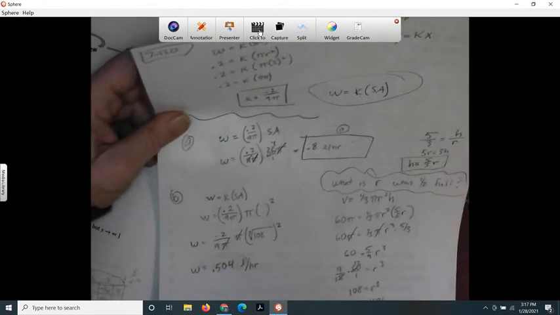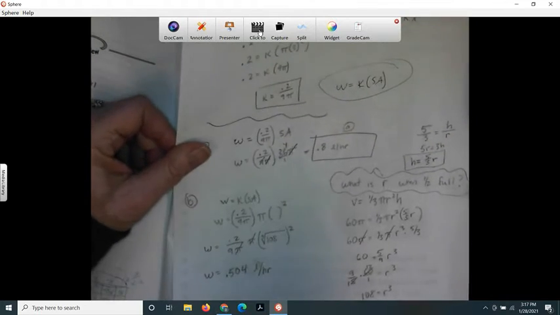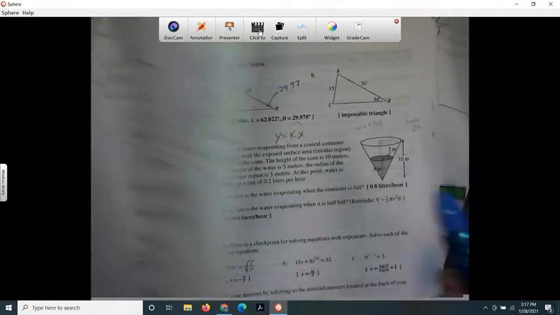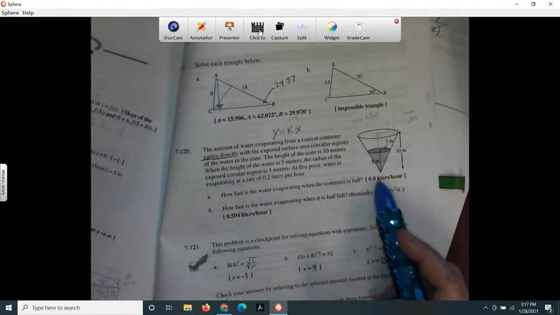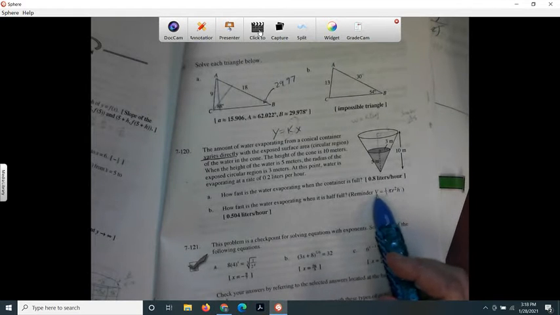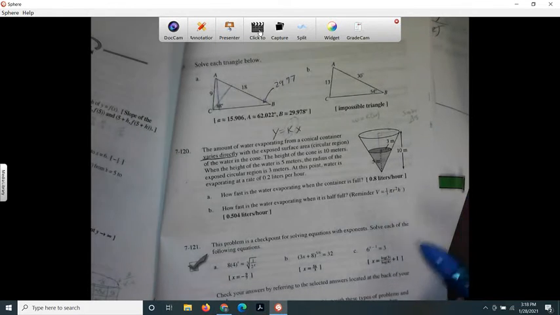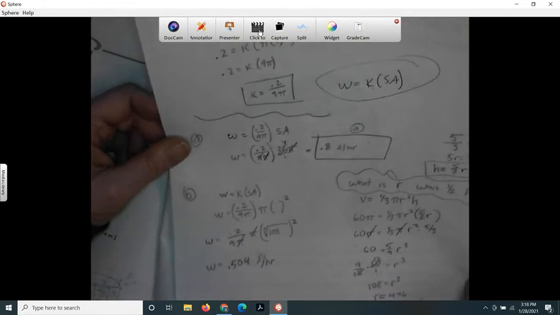Then it asks, what about when the container is half full? They gave us a little clue. They said remember that the volume is 1/3 pi r squared h. So I took the volume.